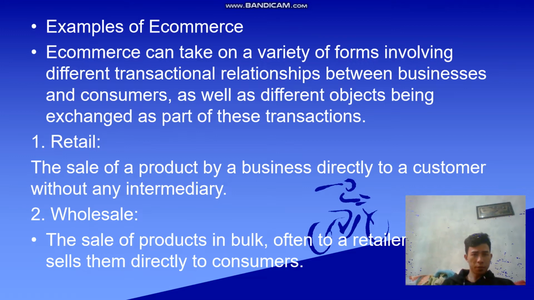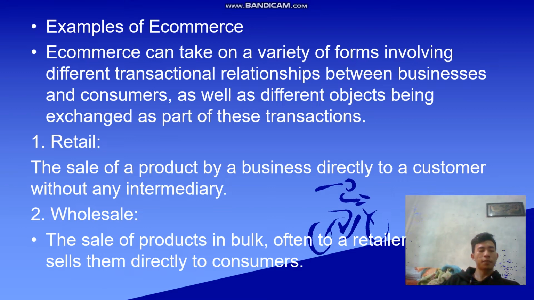Examples of e-commerce. E-commerce can take on a variety of forms involving different transactional relationships between business and consumer, as well as different objects being exchanged as part of these transactions. The first one is retail, the sale of products by a business directly to a customer without any intermediary. Wholesale is the sale of products in bulk, often to a retailer that then sells them directly to consumers.